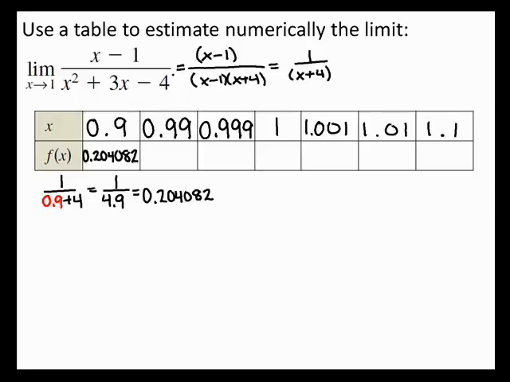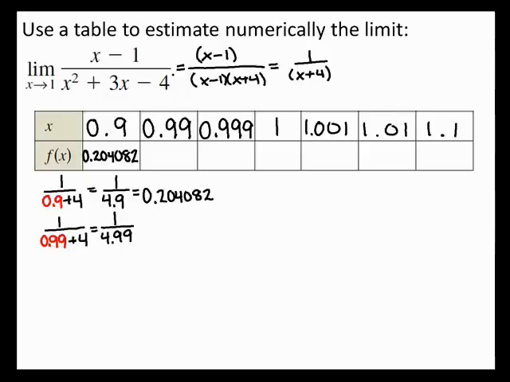You find that f of x is approximately equal to 204,082 millionths. Substitute 99 hundredths into 1 divided by x plus 4. Simplify 99 hundredths plus 4.